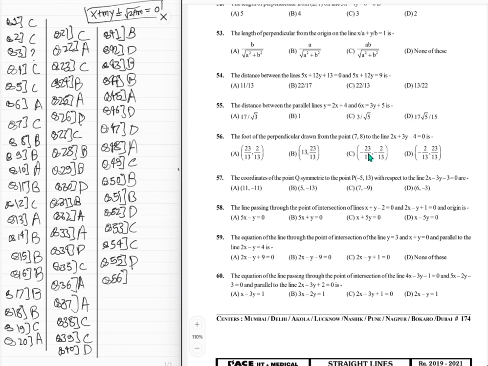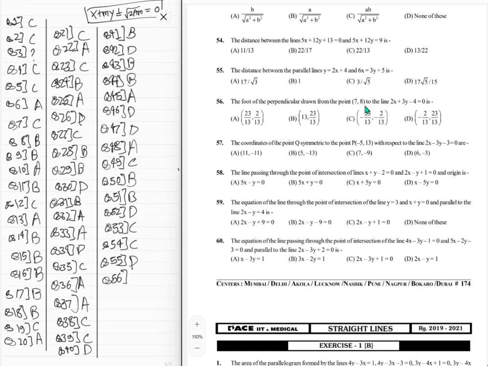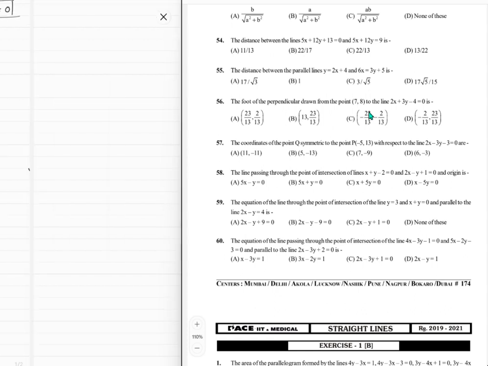Physics, the foot of perpendicular drawn from this point to this line. Okay. Oh yeah, it's that kind of question. I just hate this kind of thing where you have to find foot of perpendicular and whatnot. But okay, just explain some stuff first of all.